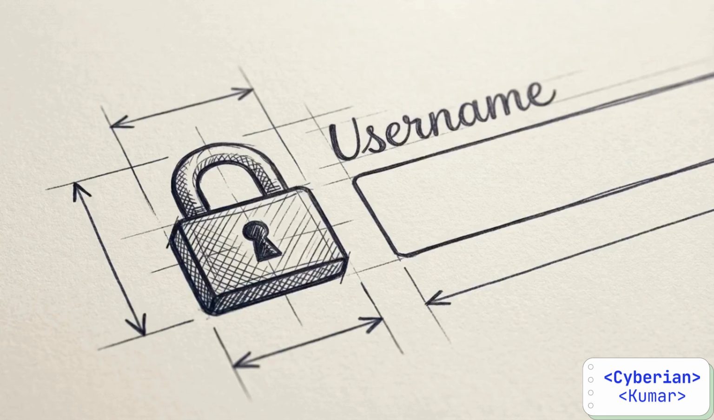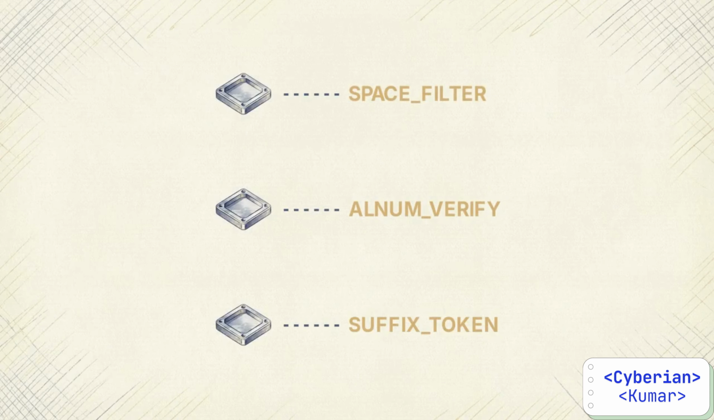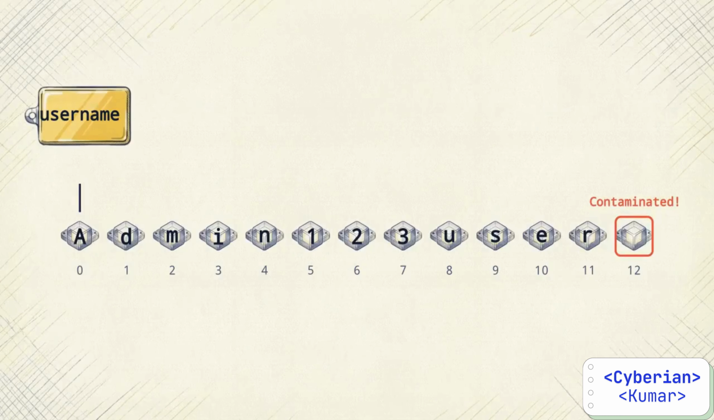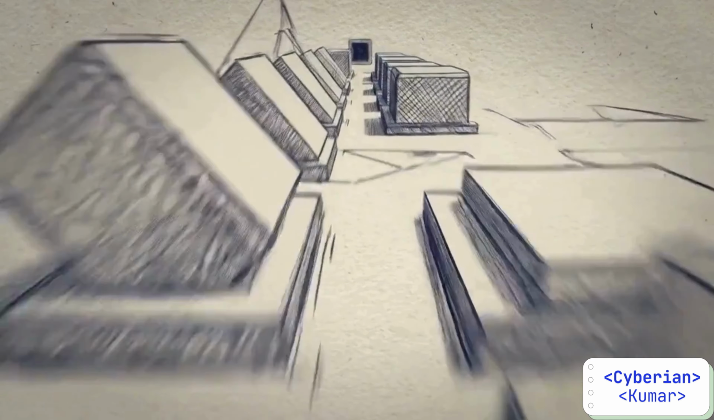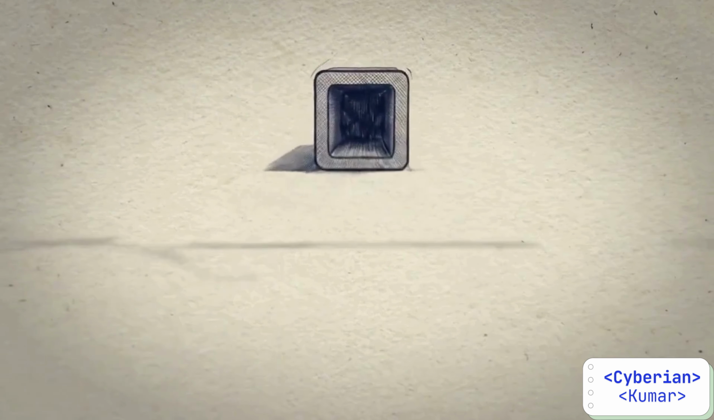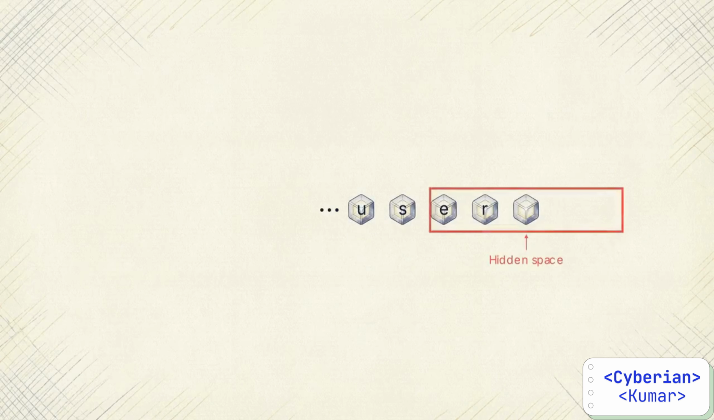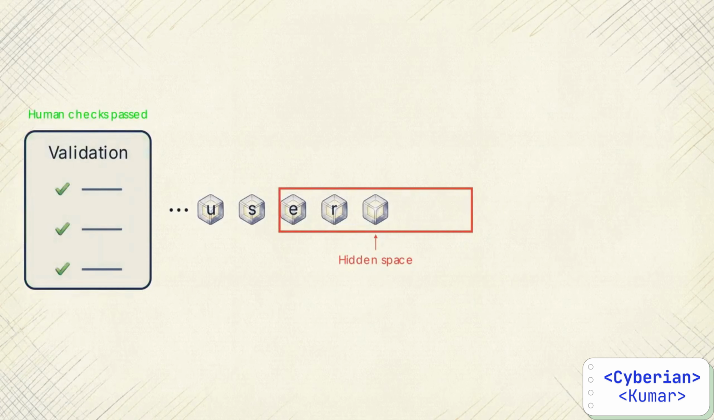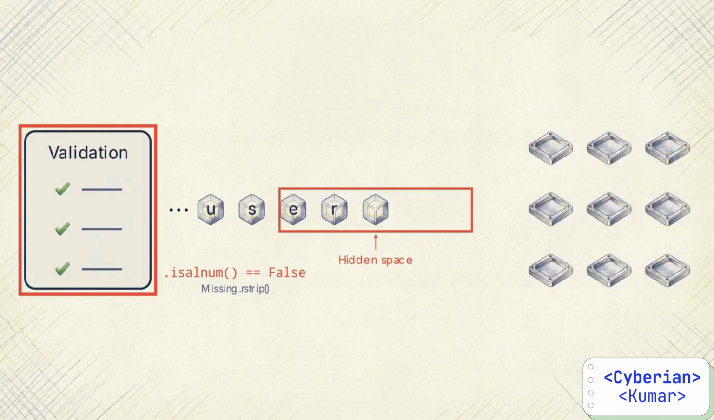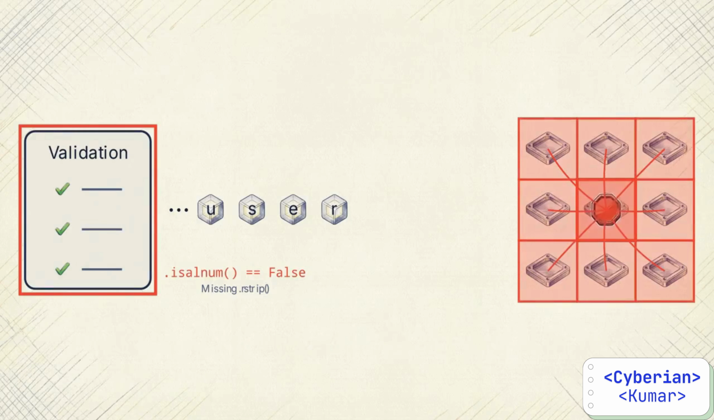To see these pipelines in action, consider a strict user registration system designed to defend against invalid database entries. The system enforces strict validation rules. The username must contain absolutely no spaces, consist strictly of alphanumeric characters, and possess a mandatory suffix, admin123user. Inside that string lies an invisible, system-breaking threat, a single trailing whitespace character, sitting at the very end of the sequence. Without a rigorous sequence of built-in string methods, this single invisible character will bypass basic human checks, fail the alphanumeric validation, and corrupt the database architecture.